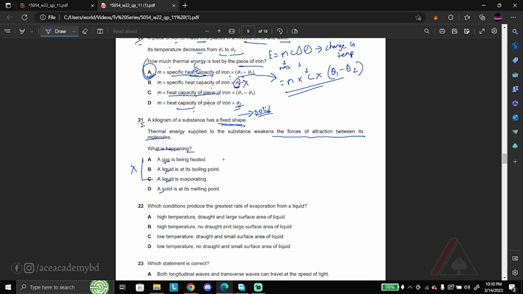And D has the solid mentioned, and it says it is at its melting point. At melting point, the thermal energy that is supplied is used to weaken the force of attraction between the molecules, so that the state conversion occurs from solid to liquid in this case. So D is the answer.